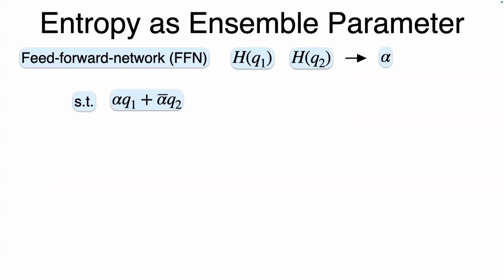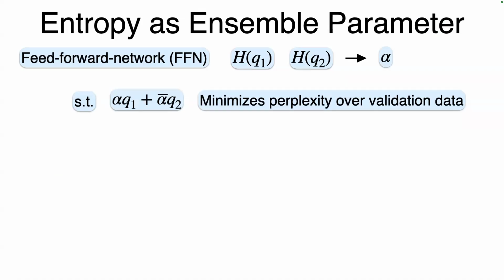And so what we want to do is use entropy as an ensemble parameter. We use a feed-forward network that we feed the entropy of the one estimator in this case, and the entropy of the second estimator. And with it, we find alpha such that alpha times Q1 plus alpha bar Q2 minimizes the perplexity over the validation data. So that's what we do, and then we evaluate this new estimator Q over the test data.